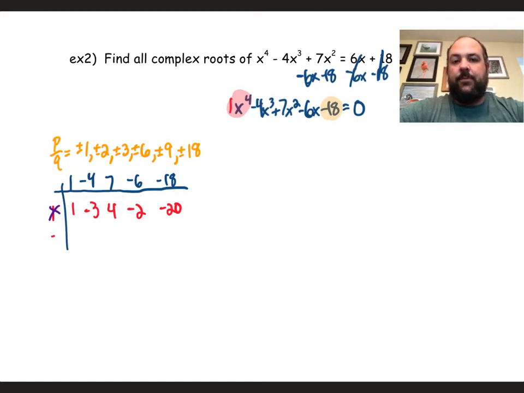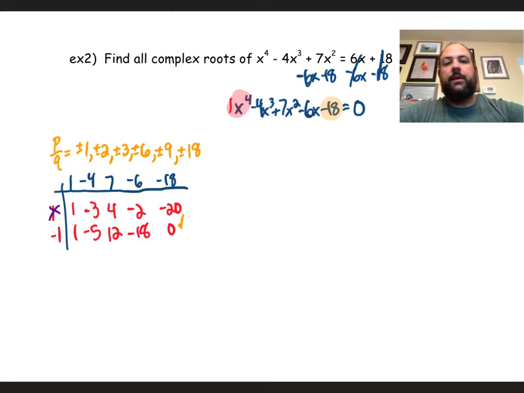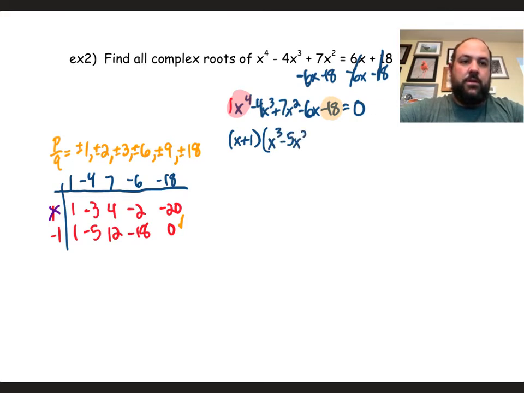Let's try negative 1. So we bring down the 1. Negative 1 plus negative 4 is negative 5. Negative 1 times negative 5 is 5, plus 7 is 12. Negative 1 times 12 is negative 12, plus negative 6 is negative 18. Negative 1 times negative 18 is 18, plus negative 18 is 0. All right, so there's one that works. So I'm going to split this up. This now becomes x plus 1 times x cubed minus 5x squared plus 12x minus 18.